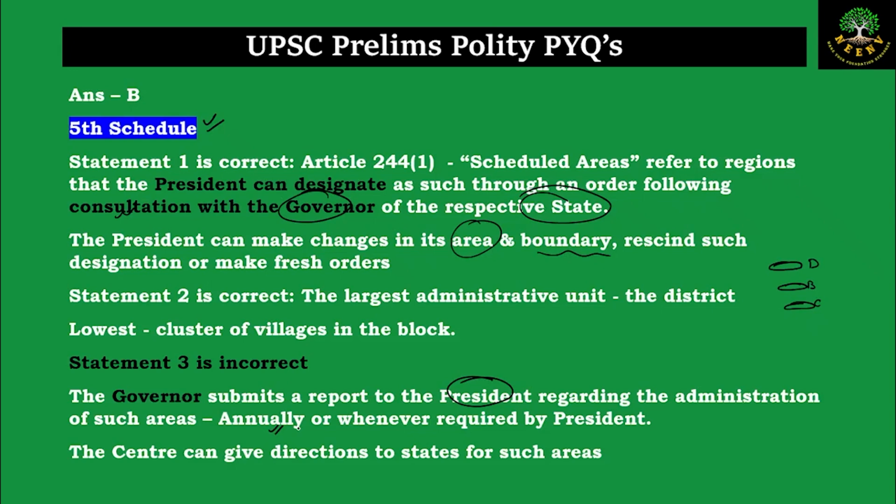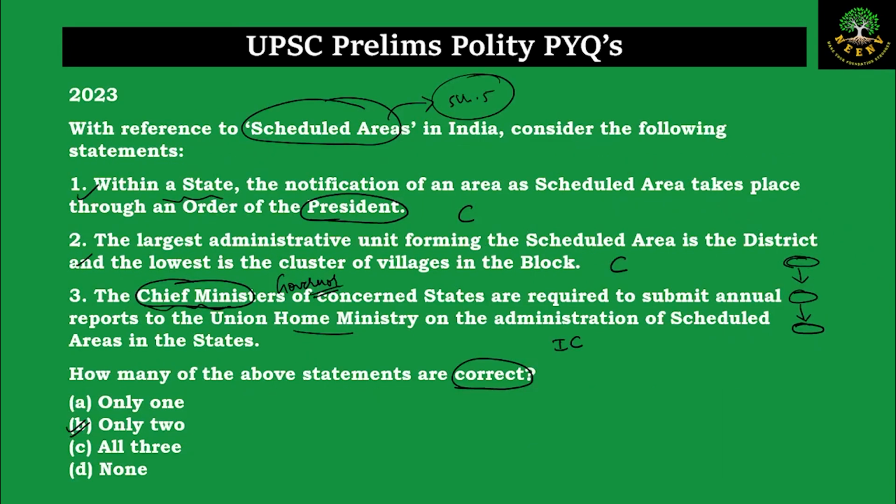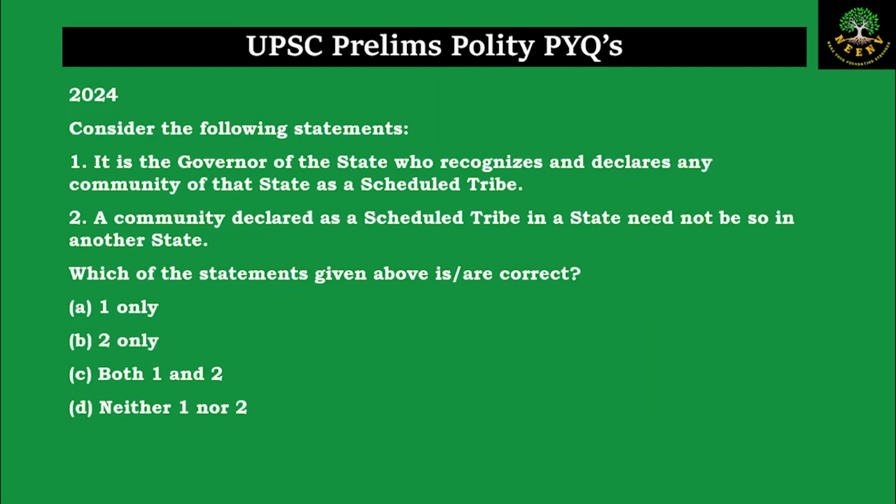Generally, it is annually by the governor, or whenever the president wants the governor to submit a report, the governor will submit a report. Finally, after considering this report, the center will give directions to particular states regarding the management of those areas. So it's not the chief ministers, but it is the governor who will submit the report. Hence only 2 statements are correct. Let us discuss the next question.